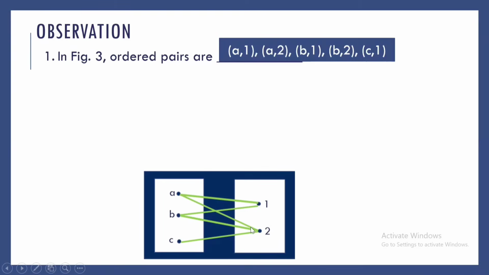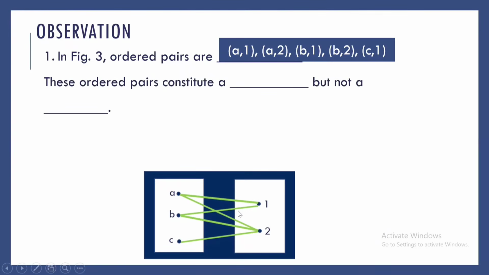Now let us decide whether it is a function or a relation, whether they are both or whether it's only a relation and not a function. The ordered pairs constitute a relation but not a function. So definitely it is a relation, but it is not a function. Why? Because this B is having 2 different outputs. I told you that every element of the input should have only one output. So here A is having 2 outputs. Here B is having 2 outputs. So it cannot be a function. Hence it is a relation, but it is not a function.